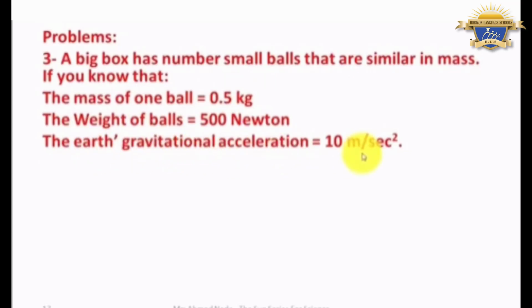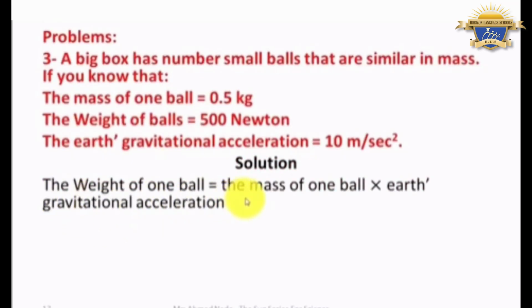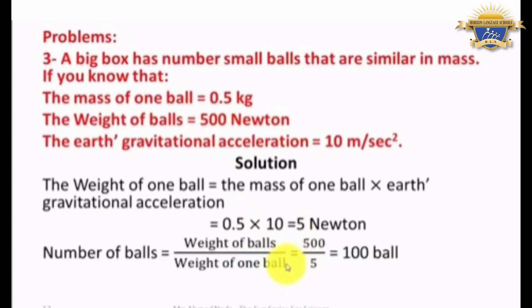The mass of one ball is 0.5. The weight of all the balls equals 500. So the weight of one ball equals the mass of one ball times Earth's gravitational acceleration, so 0.5 times 10 equals 5 Newton. The number of balls, how? Weight of all balls divided by weight of one ball. So I can get the number of balls, which is 500 divided by 5 equals 100 balls.